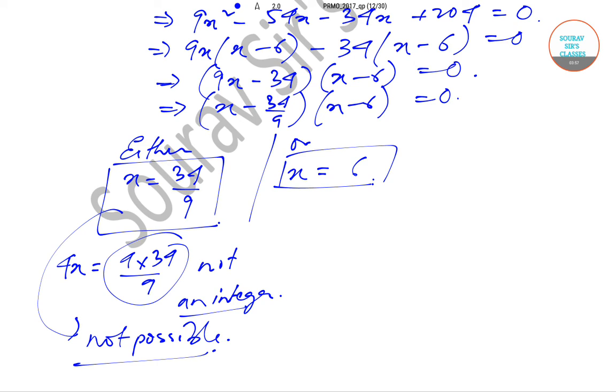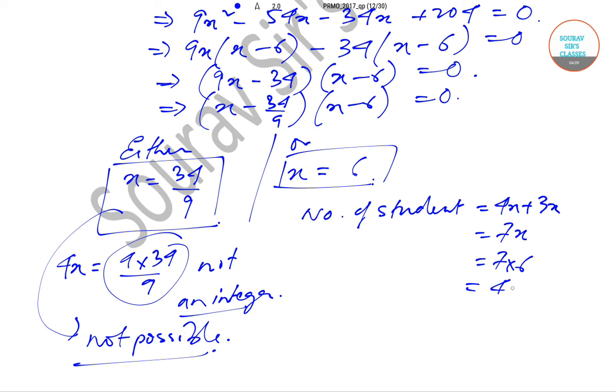So x is equal to 6, so therefore number of students, which is equal to 4x plus 3x, so that will be equal to 7x, which will be 7 into 6, and which is ultimately equal to 42, and 42 is the answer that we are looking for.